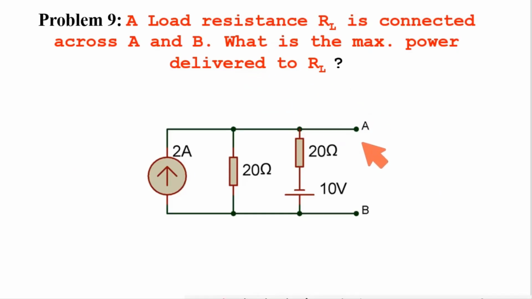Problem 9. I need to find out the value of the load resistance which is connected across A and B. So here is that resistance RL, and also I need to calculate the maximum power at load. Here I will use the maximum power transfer theorem.